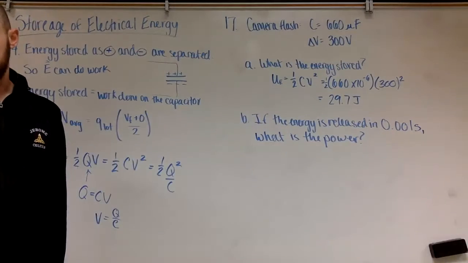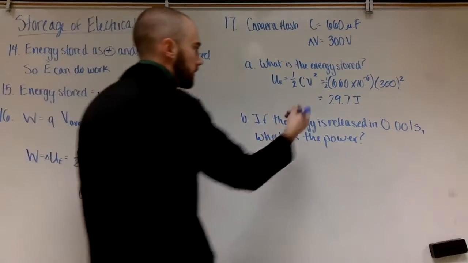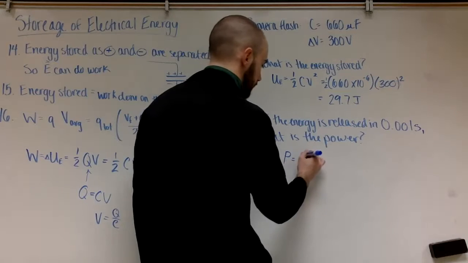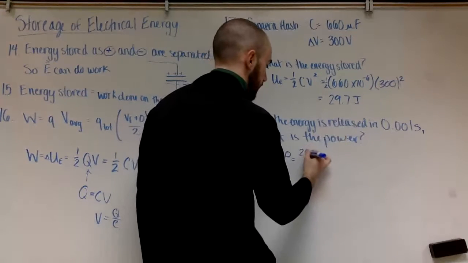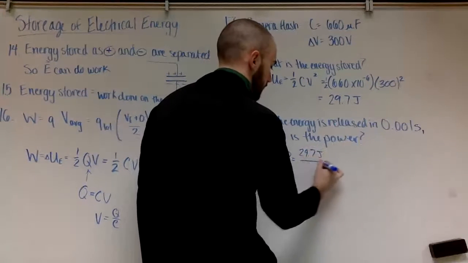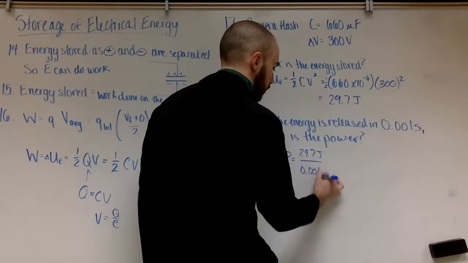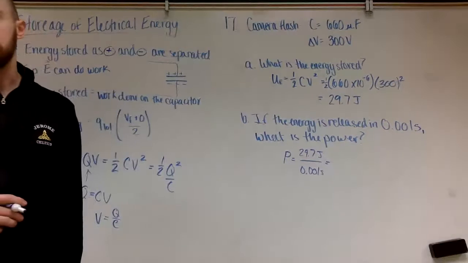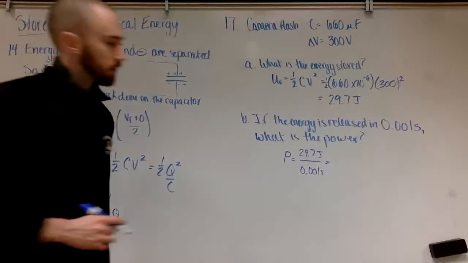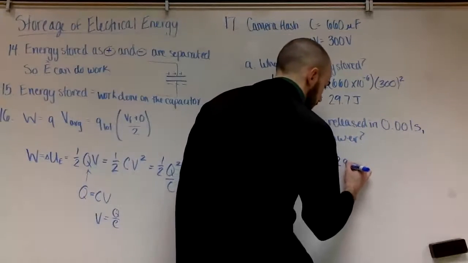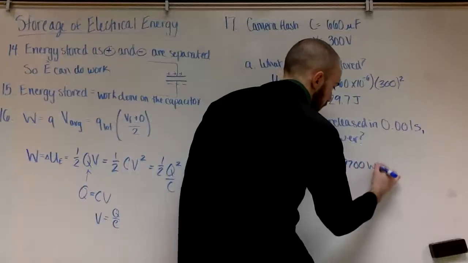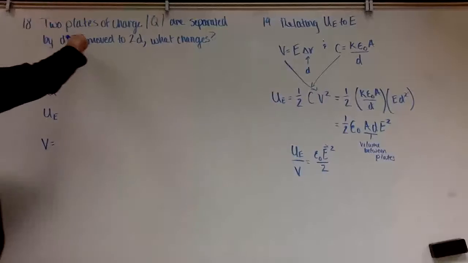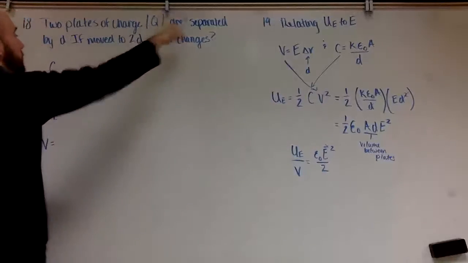Now, I'm going to remember that power is just energy over time. If power equals energy over time, then I'm going to take my 29.7 joules and divide it by 0.001 seconds. That's just multiplying by 1,000. So I'm going to end up with 29,700 watts of power.